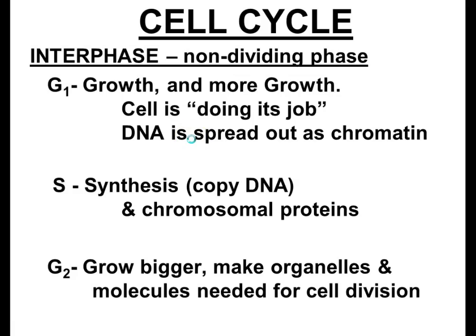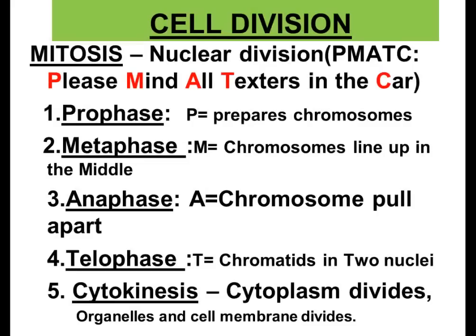So like I said, in the cell cycle, the first part is interphase, the non-dividing phase, and that's broken up into three parts. Mitosis is the part where the nucleus divides, and for the nucleus to divide, it's got to prepare its DNA and make sure all its DNA is packaged properly, and each cell will get the correct copy of DNA. So prophase, remember, P prepares chromosomes.